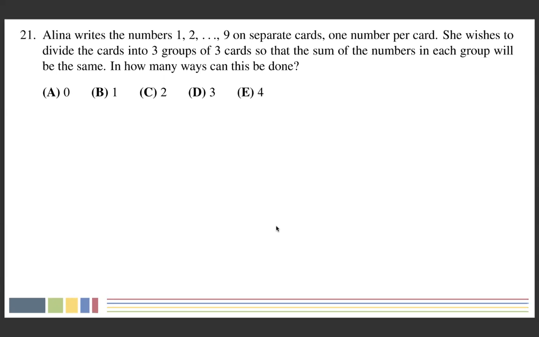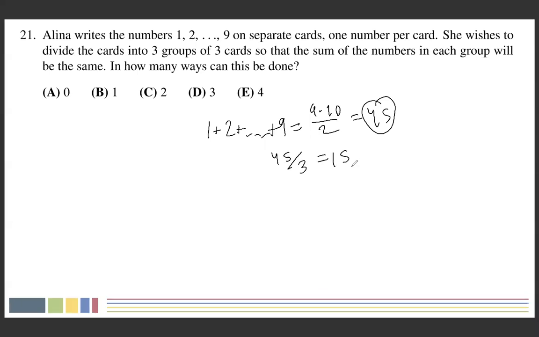All right, so let's think about, what's the total sum of all 9 cards? This is pretty simple, we just use the formula for the sum of the first n numbers. It's just 45. So if we're going to divide into 3 groups of 3 cards so that the sum is the same in each group, we of course need the sum in each group to be 45 divided by 3, which is 15. So we need the sum in each group to be 15.